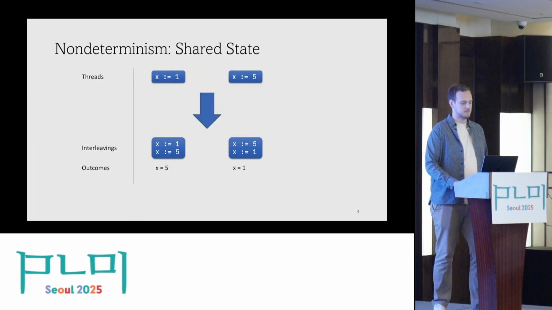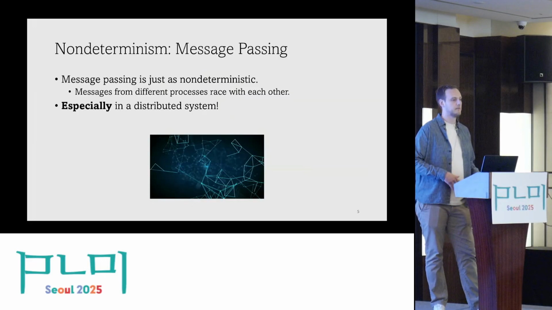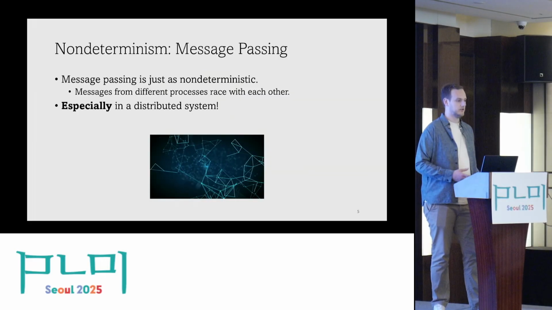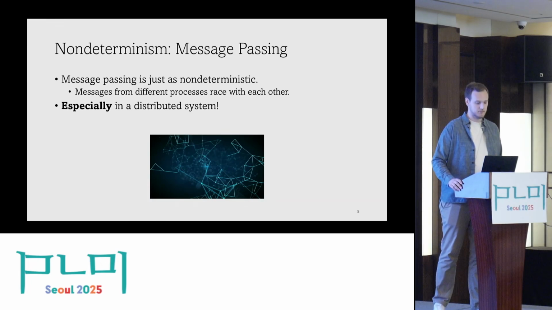And of course, this isn't limited just to programming with shared state. Many models of concurrency suffer from this problem. So with message passing, you end up with races between messages sent by different processes. And in a distributed system, it's 10 times worse. Messages could be reordered, and they could even be duplicated.